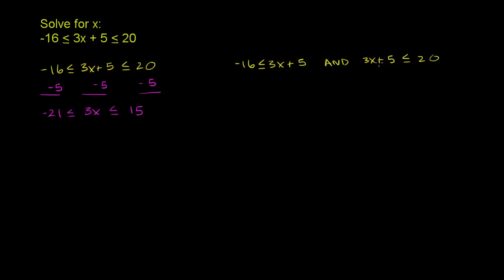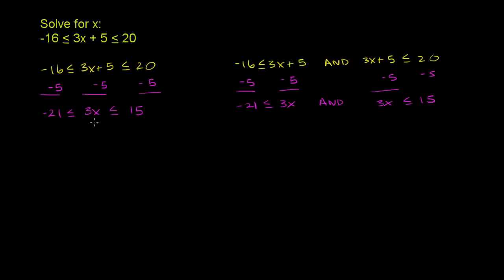And we could essentially do the same thing here. If we want to isolate the 3x, we can subtract 5 from both sides. We get negative 21 is less than or equal to 3x, and subtracting 5 from both sides, we get 3x is less than or equal to 15. And notice, we're just subtracting 5 from every part of this compound inequality. So this statement and this statement, once again, are the exact same thing.